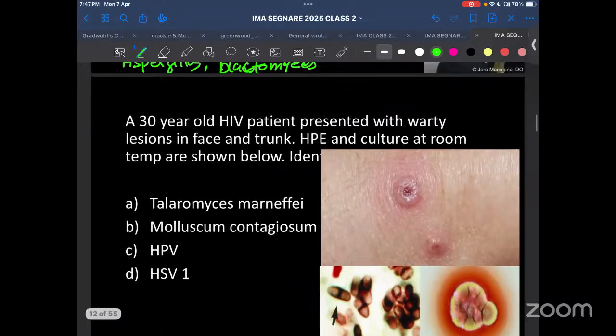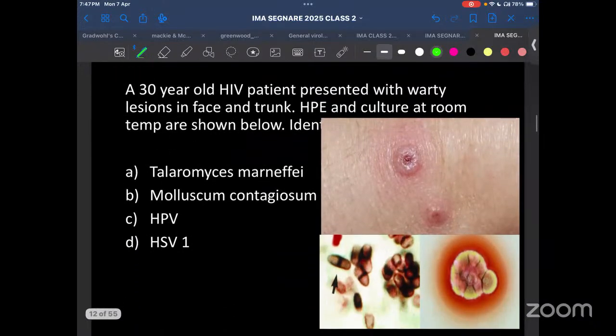Okay, now we are moving on to our next question. A 30-year-old HIV patient presented with warty lesions in the face and trunk. Histopathological examination and culture at room temperature are given below. You have to identify. What is the lesion here? See, it is an umbilicated lesion.